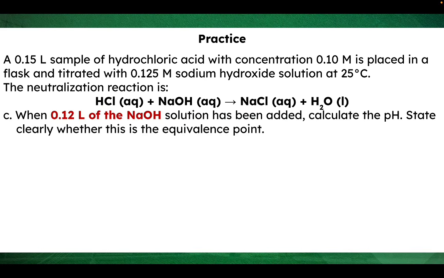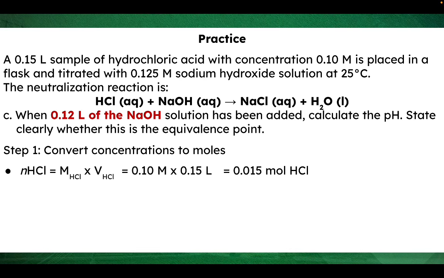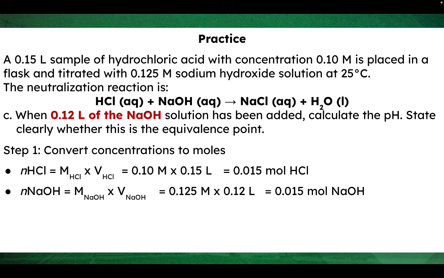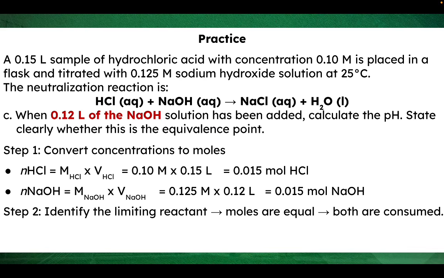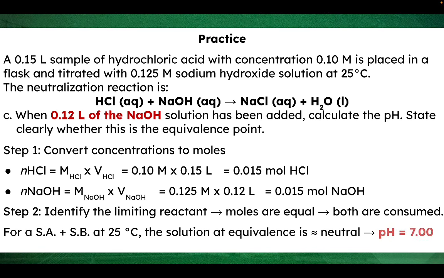Now, how about when 0.12 liter of NaOH is added? We have to first, again, convert the concentration to moles. For HCl, it's the same thing, 0.015 mole HCl. For NaOH, since you're going to use 0.12 liters, we have to solve it. So 0.125 molar times 0.12, you will get 0.015 mole NaOH. And again, since this is a 1:1 ratio, the moles are equal, meaning both are consumed equally. And remember, since we have a strong acid and strong base, the equivalence point is always around 7. So the pH is equal to 7.